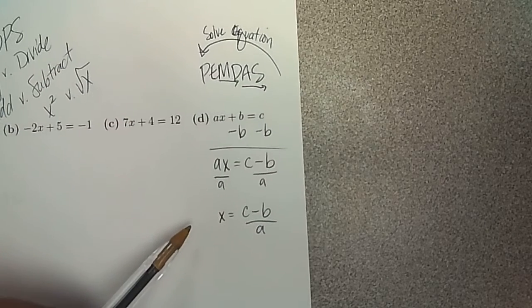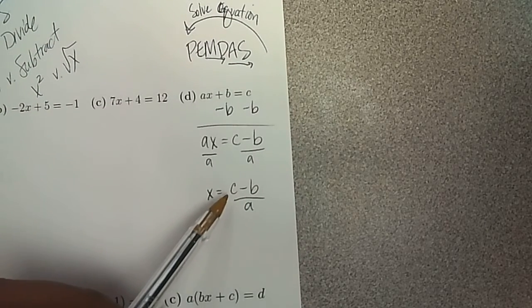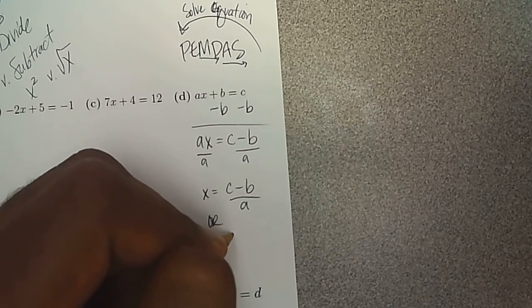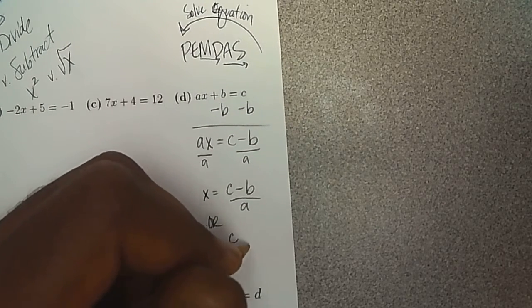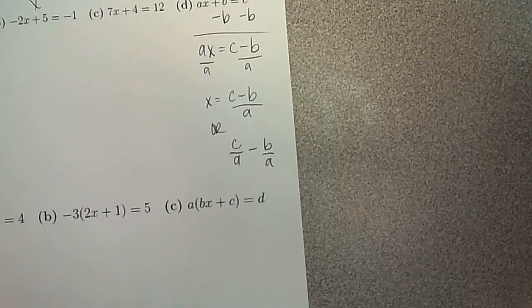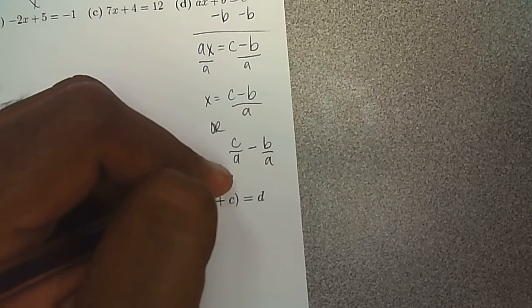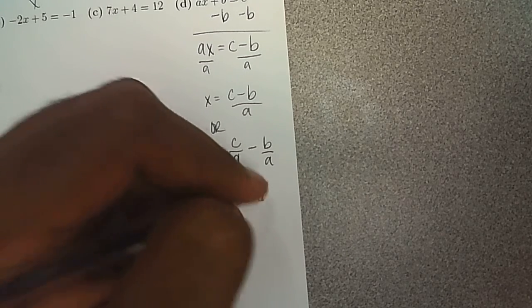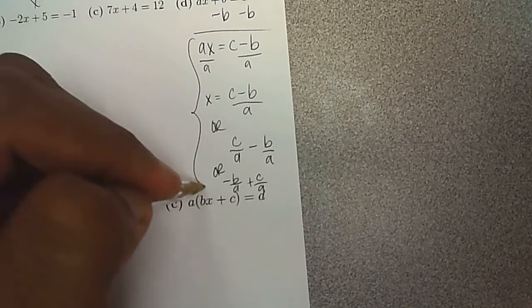So your answer should be C minus B over A, or it could be C over A minus B over A, or it could be B over A plus C over A. All of those are equivalent forms.